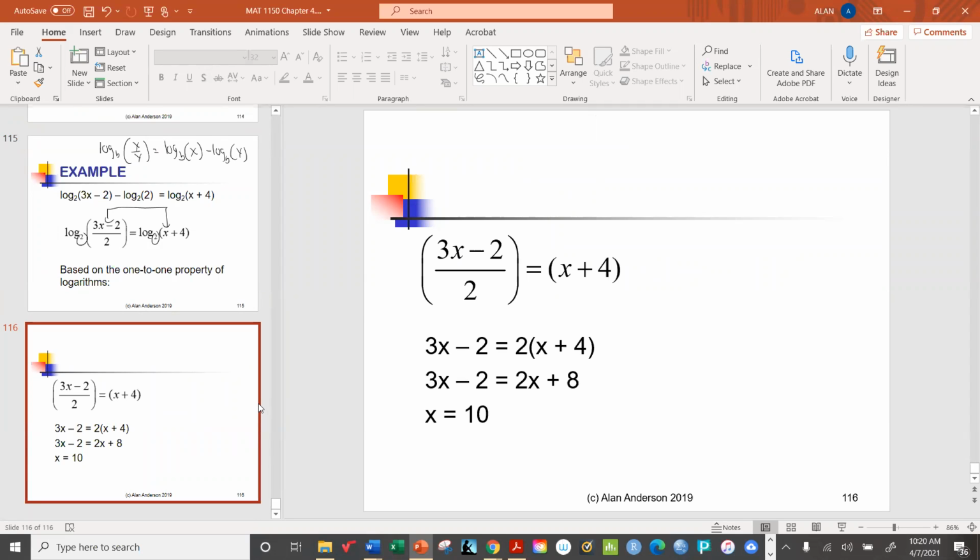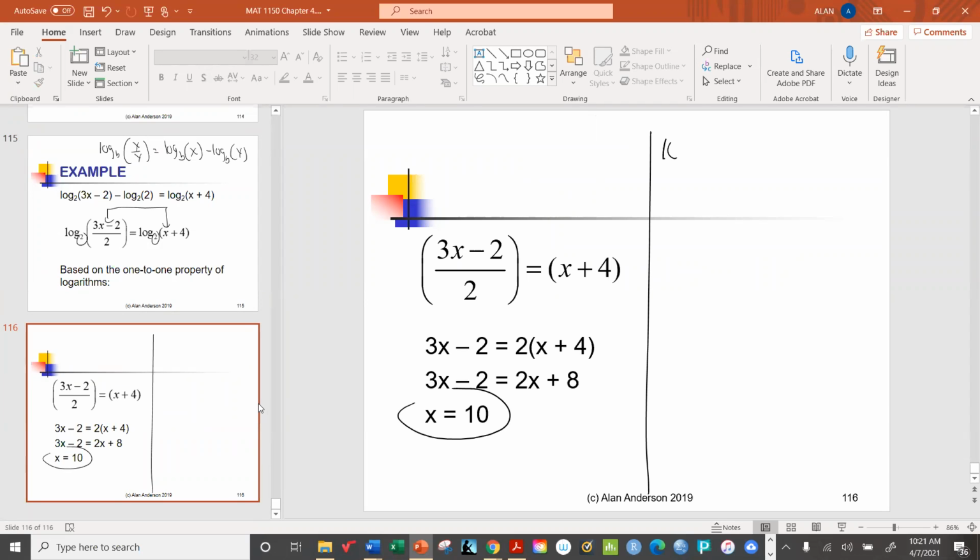And then algebraically, we double both sides. We multiply out this expression. We subtract x from both sides, add the 2. And then we end up with our final result, which is x equals 10.